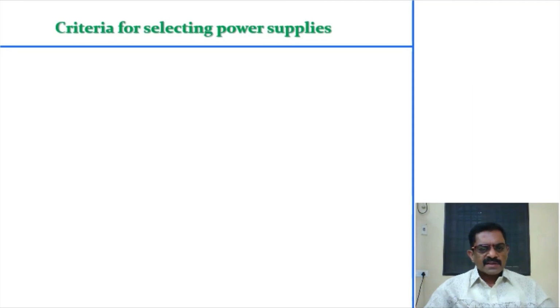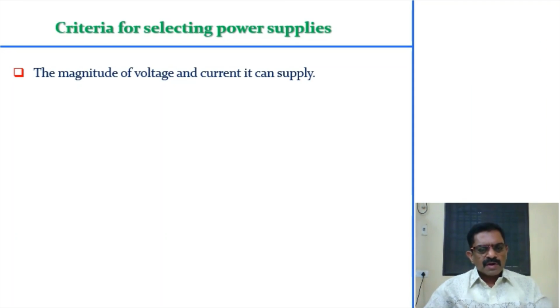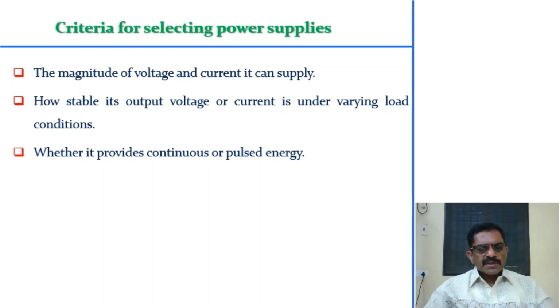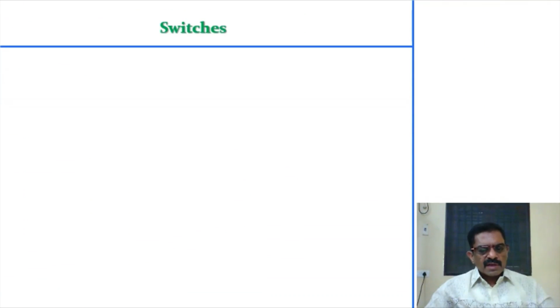Criteria for selecting power supplies. It is not a big deal, it is as simple as this: the magnitude of voltage and current it can supply, how stable its output voltage or current is under varying load conditions. Varying load conditions is a bigger drawback in a power supply. And whether it provides continuous or pulsed energy. Pulsed energy is obviously a discrete signal, a digital DC signal, and continuous is obviously an AC. These are the selection criteria.